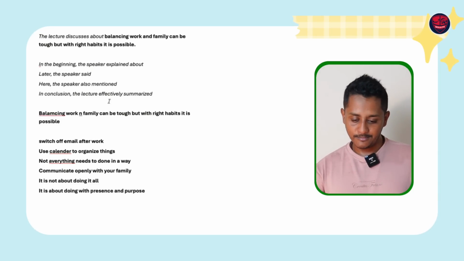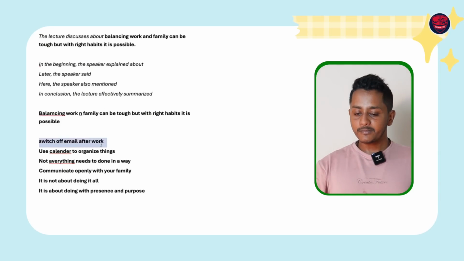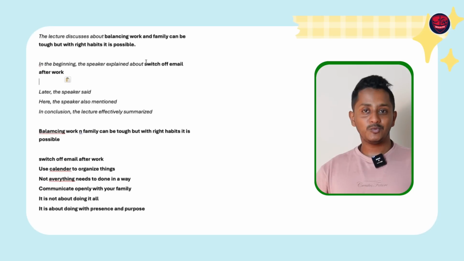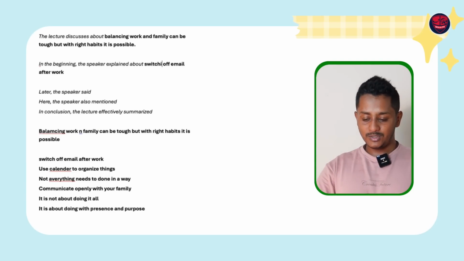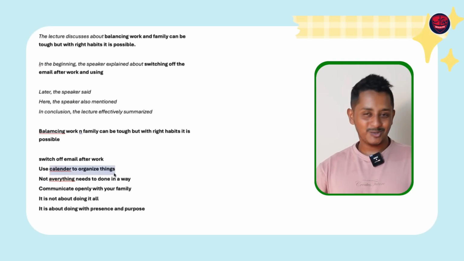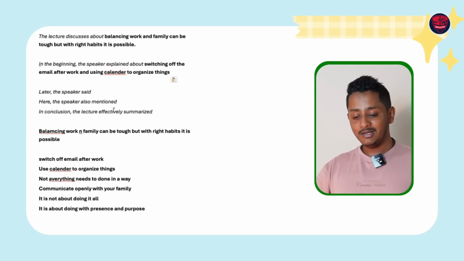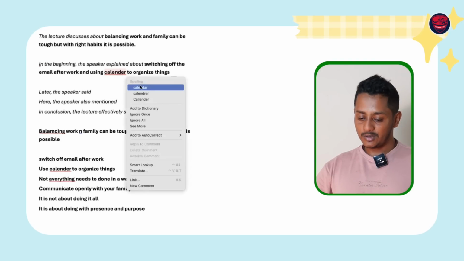Not much tweaking is required. The speaker explained about switching off the email after work and using calendar to organize things. I'm adding "ing", don't ask me why, it is English, you've got to feel it. Explain about doing something, not explain about do something, and "a calendar" has to come, sorry about that.